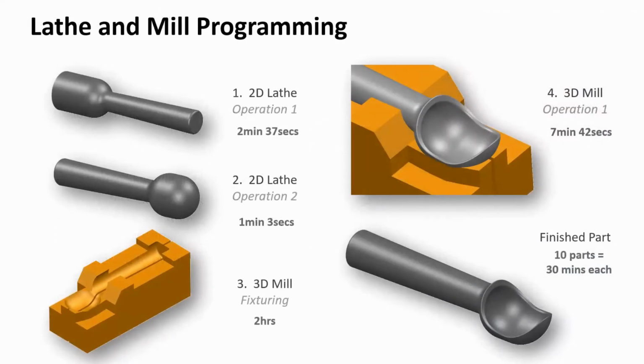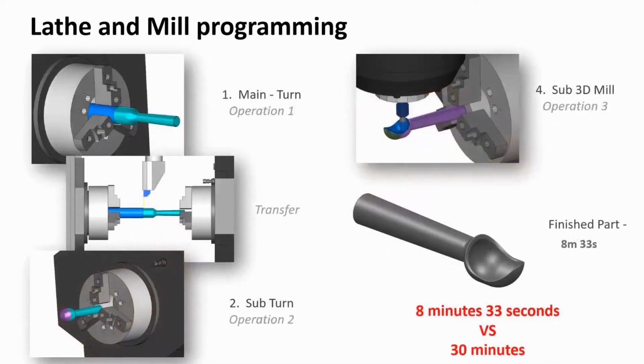You take this as an ice cream scoop, and doing this in a manual multi-step process, you're going to end up with about 30 minutes each on these for these 10 parts. And you just have more steps. There's more setup and rework and more potential really for error. Let's look at putting that into a turn mill situation where we're doing it all on one machine, doing it on one side of the machine, transferring it to the other. Now we're looking at 8 minutes, 33 seconds, but best of all, you've eliminated a lot of the types of errors and things that you would have seen in this scenario.